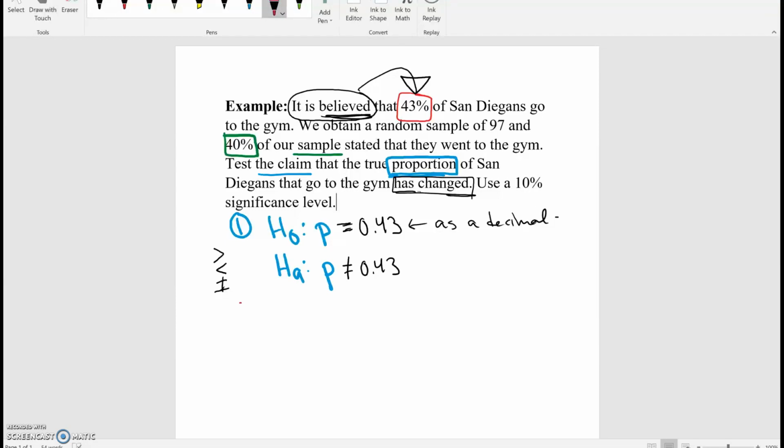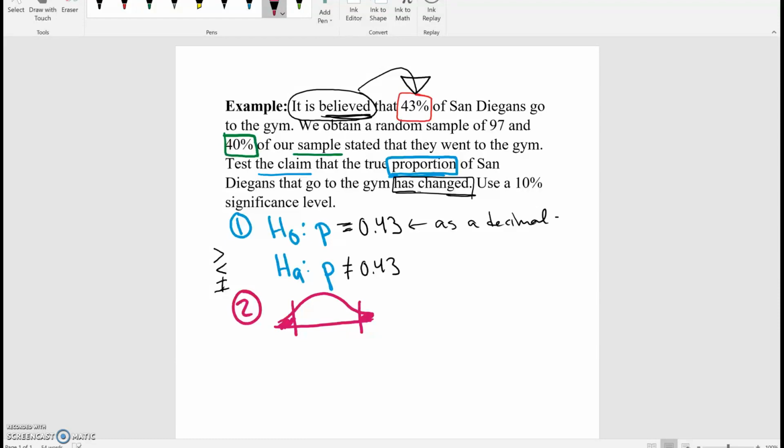So we already know that this is going to be a two-sided test. When we go to step number 2 and draw our graph, we know that our normal curve is going to have two different sides. It's going to have one p-value over here and another p-value over here.